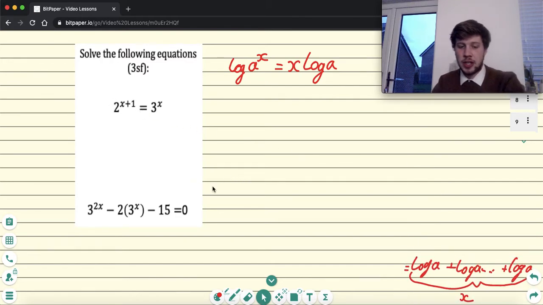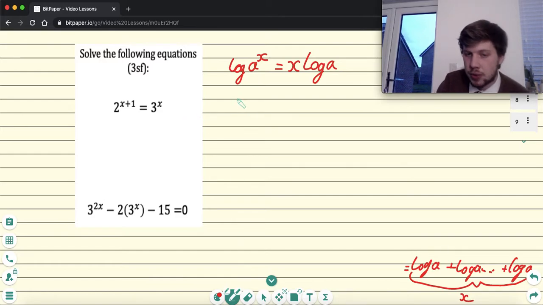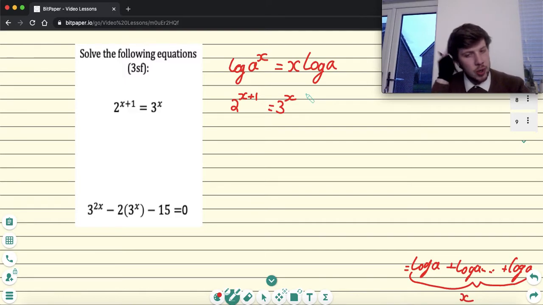I've got the first equation, which is 2 to the x plus 1 equals 3 to the x. I'm just going to rewrite it over here: 2 to the x plus 1 equals 3 to the x. We explored this question, and we came to the conclusion that we couldn't really find an appropriate base to eliminate either the 2 or the 3. So what we would have to do is use this rule in some way.